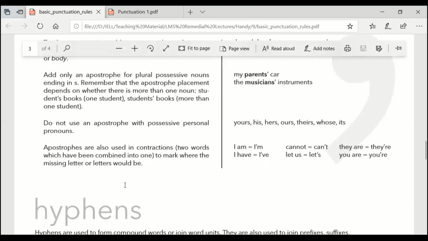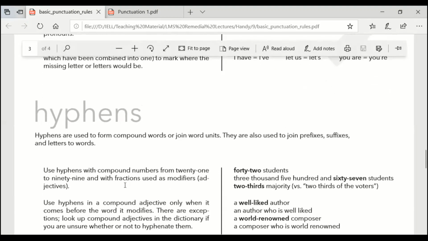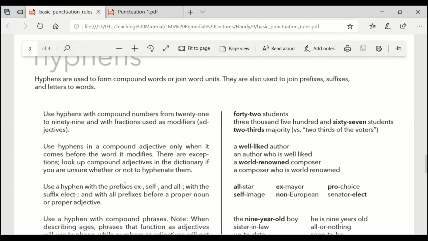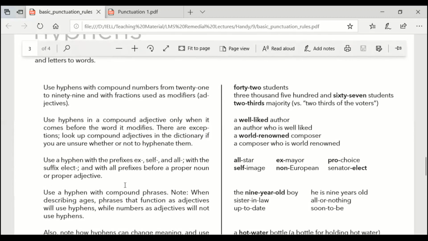Moving forward, we have hyphens. We use hyphens for various reasons. We connect compound words. For example, here we have compound numbers. For compound numbers, we use the hyphen between them: 42 students. We use a hyphen from 21 to 99, and with fractions and modifiers. So between compound numbers you can use a hyphen.